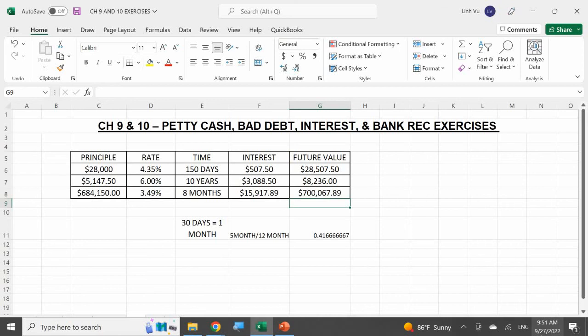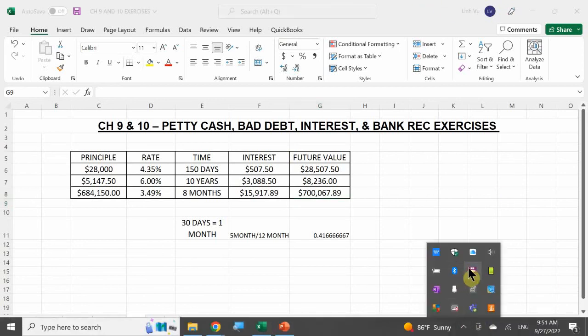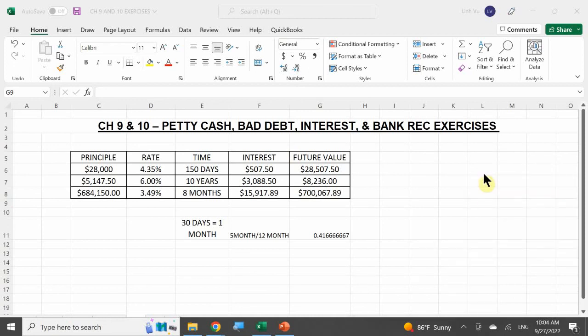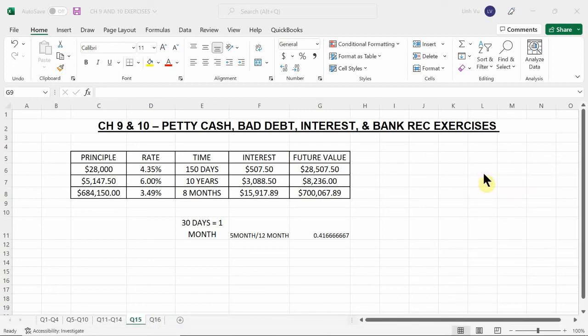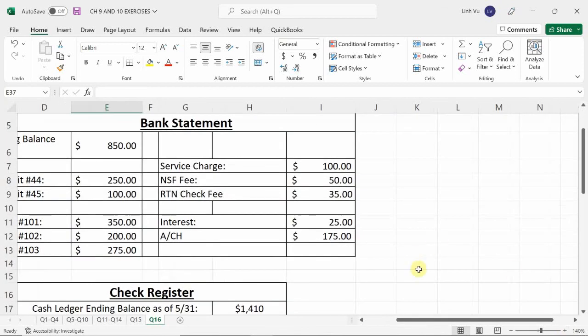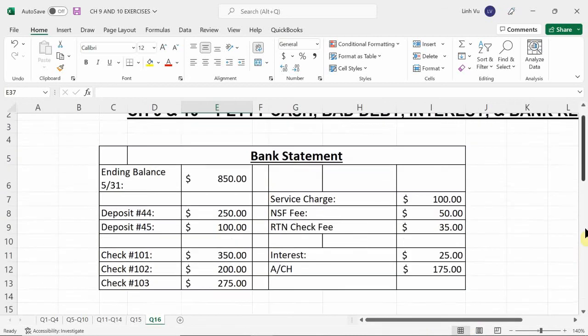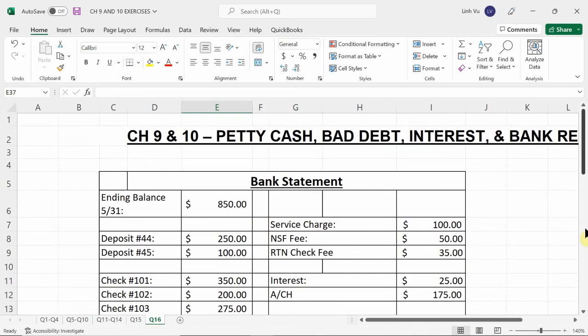So we do have one more problem. All right. So this is where we last left off. Now that we finished our interest, we're going to dive into the last example here, which is going to be completing a bank reconciliation. This is what your exam's most likely going to look like, and it's kind of difficult to attach so many documents on Orbund. So this is how the formatting is going to look.